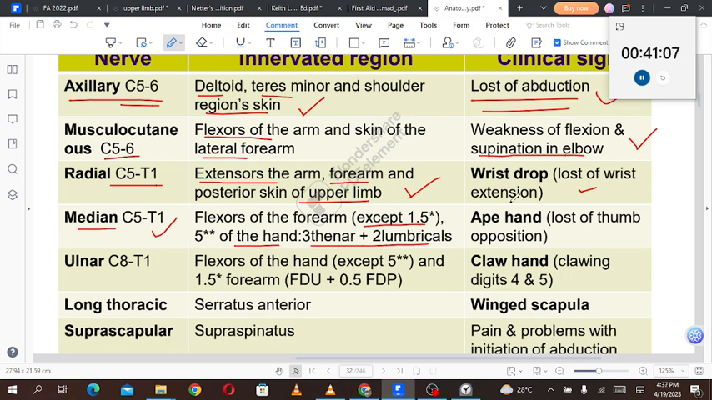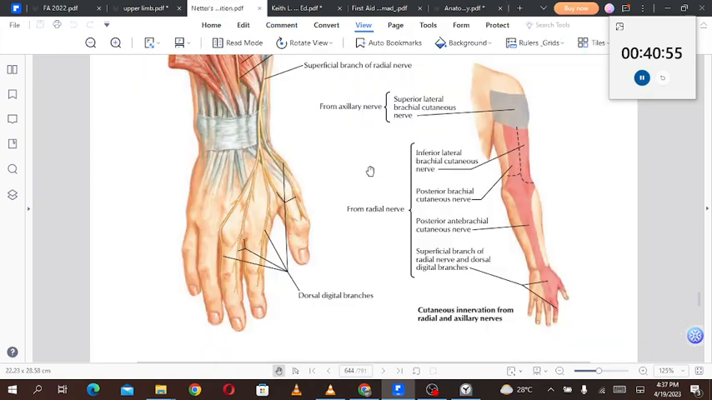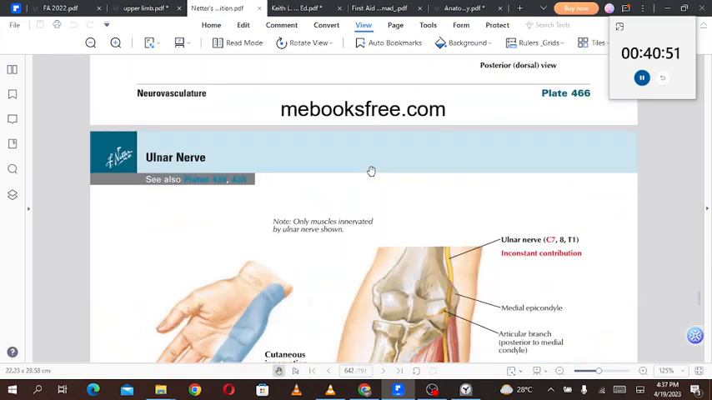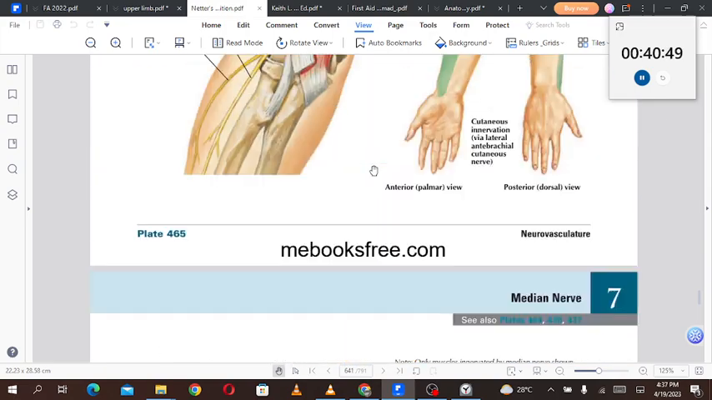Okay, so if there is any damage to that, it may result in the ape hand, loss of thumb opposition. The radial nerve damage can result in the wrist drop. So wrist drop will be seen in radial nerve damage, and for the median nerve we see the ape hand deformity. If we see that in the picture of the Netter atlas, there is the ulnar nerve, and then we have the median nerve over there.